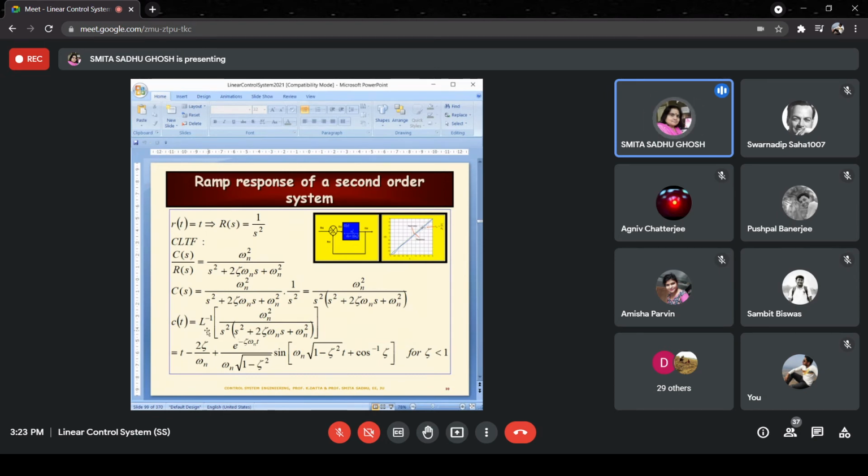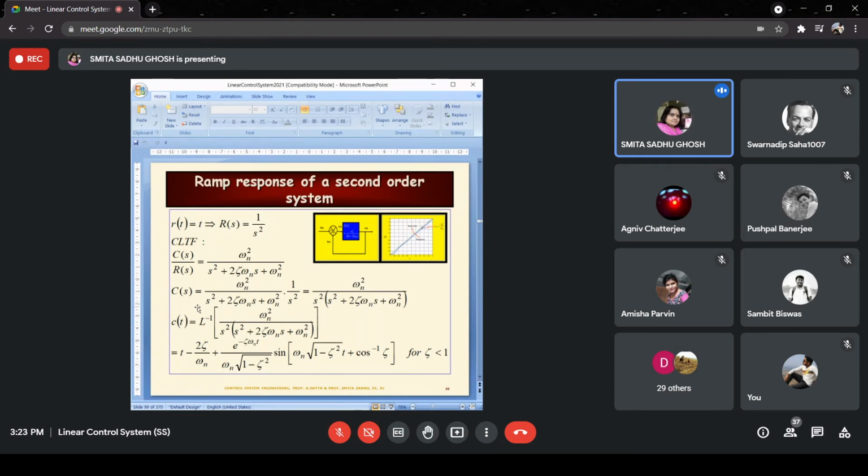Over here, the procedure that we have stated is shown. I'm not asking you to work it out here. Of course, you would be able to do it if required. So here the input is specified as a ramp of unity slope, and R(s) is consequently equal to 1 by s square. So C(s) by R(s) is equal to the closed loop transfer function, which you have already told me.